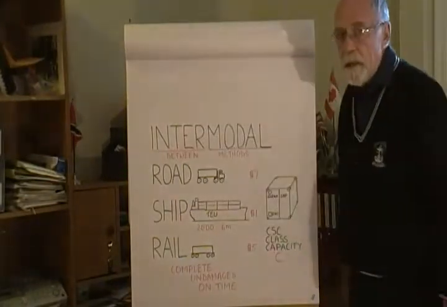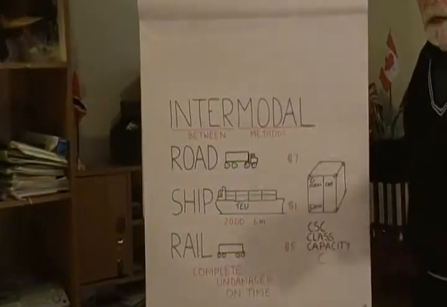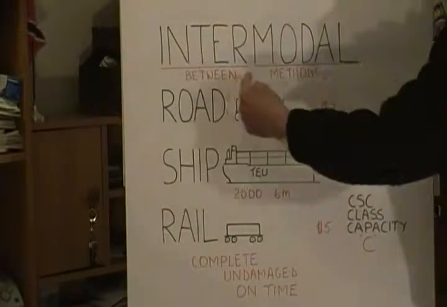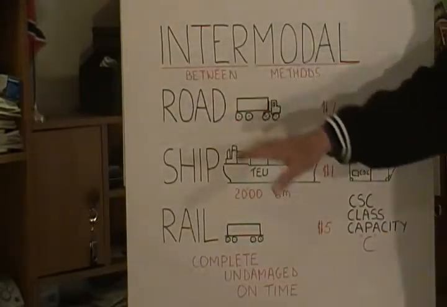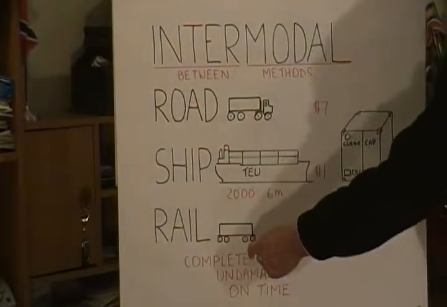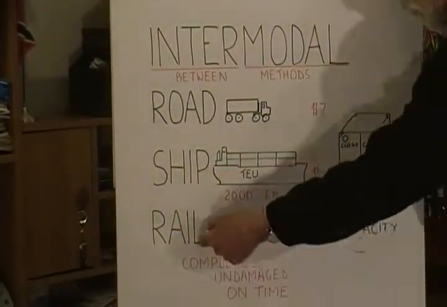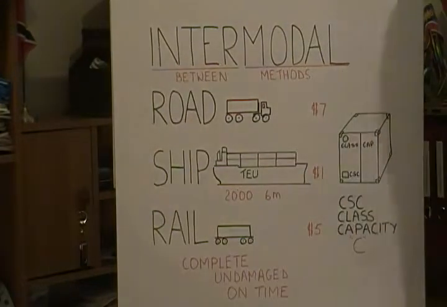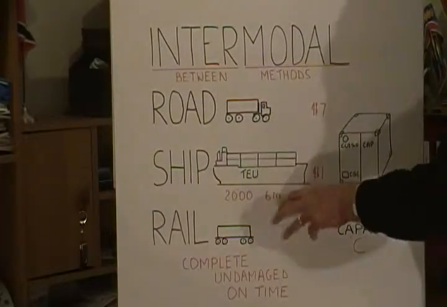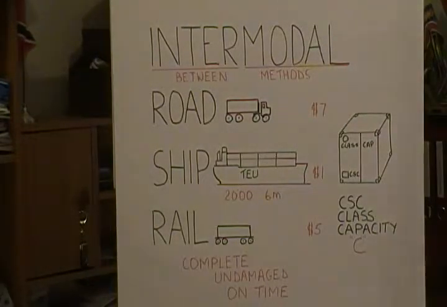Intermodal transport, from seller to buyer, door to door. Intermodal means between methods, goes by road, ship and rail, through the whole transport system. The client wants it moving through that complete, undamaged, on time, and the main vehicle within this, of course, is the container.